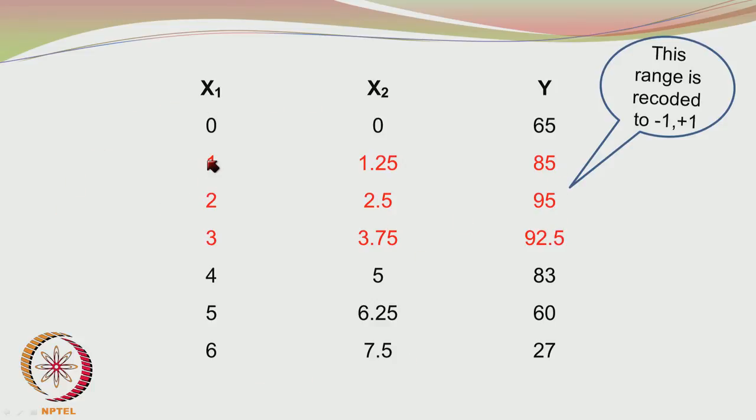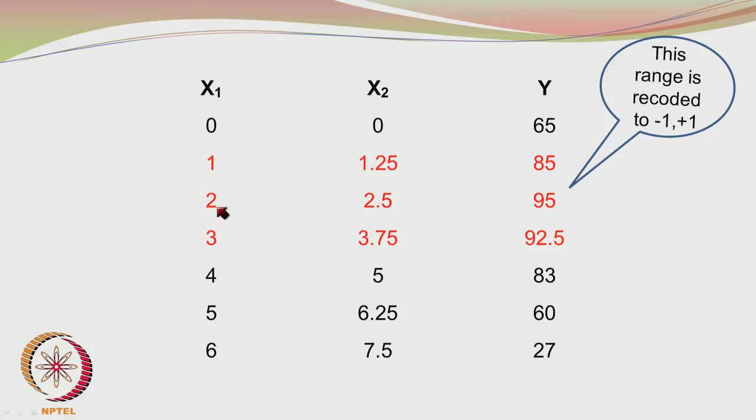So these values are now coded values, and those coded values are 1, 2 and 3. Okay, this is the original coding. Now we have to recode these values as minus 1. So 1 will become a new minus 1, 2 will become a new 0, and 3 will become a new plus 1. Similarly, 1.25 will become a new minus 1, 2.5 will become a new 0, and 3.75 will become a new plus 1. So this methodology I showed on the board can be adopted to code these values into minus 1 plus 1 format.